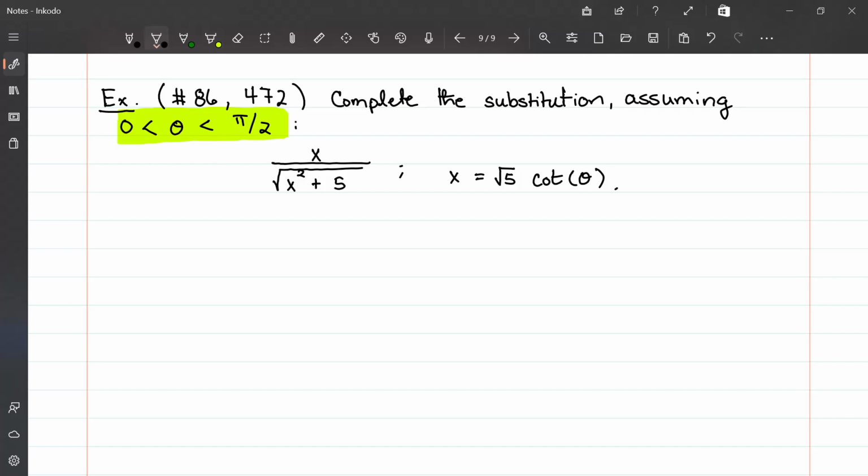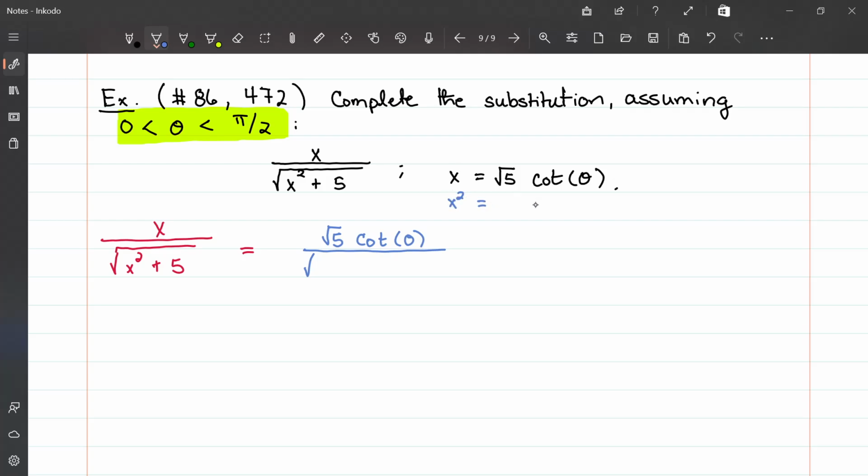Okie dokie. Let's go ahead and get this party started, and we're going to do that in the simplest possible way. We're simply going to do the substitution indicated. So, x is going to be root 5 cotangent of theta, and instead of x squared here, we may as well just go ahead and square this. If it helps, you can always write underneath what happens when you square it.